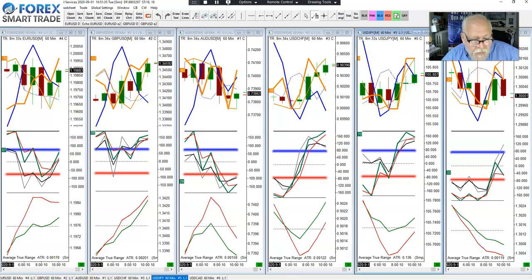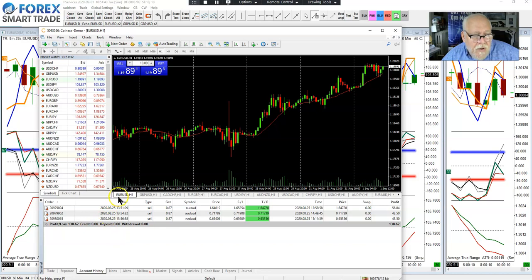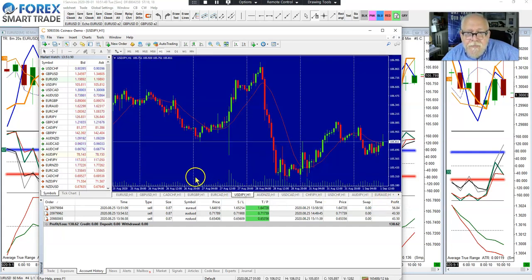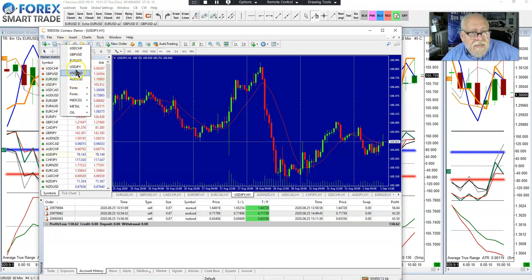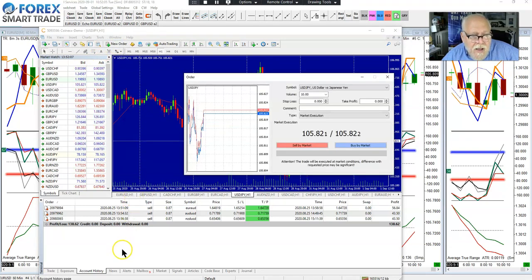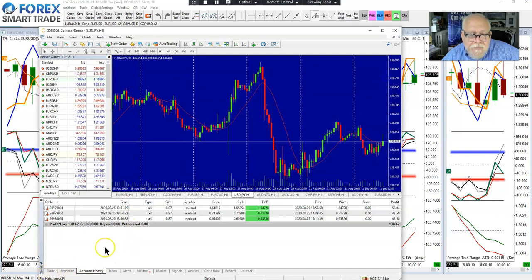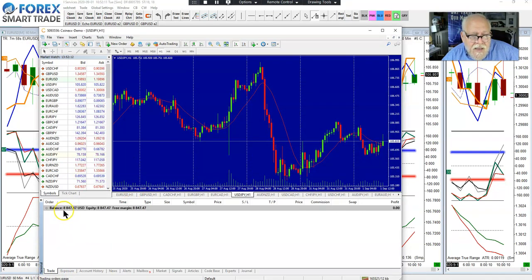So to take it, I'm going to open up my CoinEx. I'm going to look for USD/JPY, see if I have that chart open. USD/JPY right here. If it wasn't open, I'd go to File, New Chart, and find it. I'm going to click the New Order button on the second row here. This is a demo account. It has got $8,800 in it.